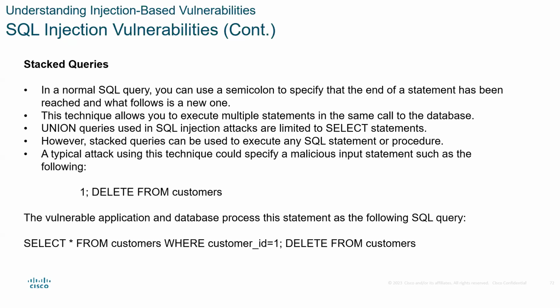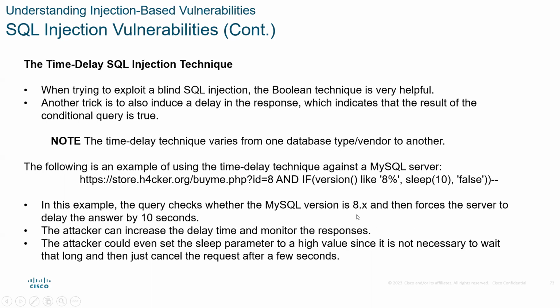So a typical attack using this technique could specify a malicious input statement such as this: delete from customer. So in this case, it's select from customer where customer ID is 1, then delete that particular entry from the customer. So this is the semicolon, remember? This is how you know it is stacked. So you go to the list of customers, from customer where customer ID equals 1 equals true, then delete from that list of customers, to delete that guy.